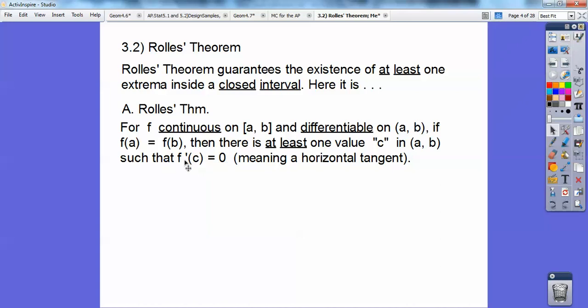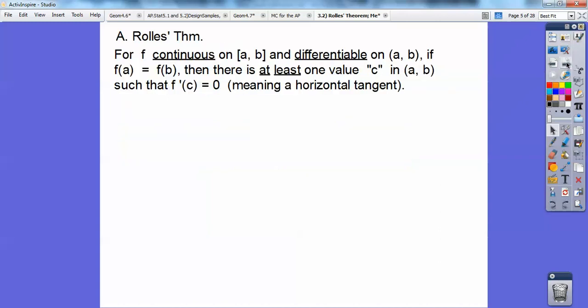F prime of c means derivative, and if it equals 0, that just means we have a horizontal line right there. So the derivative, there's at least one spot on there where it's equal to 0. That's just the same thing. So here's some examples using pictures right here.